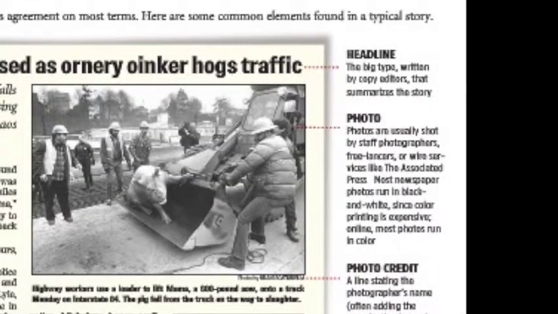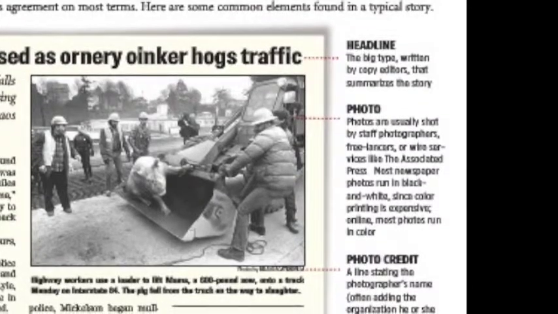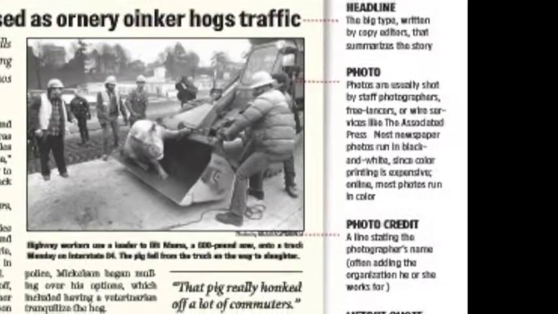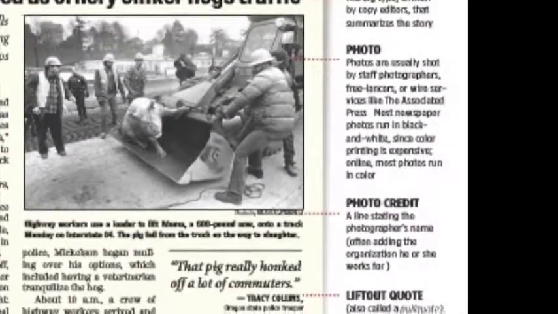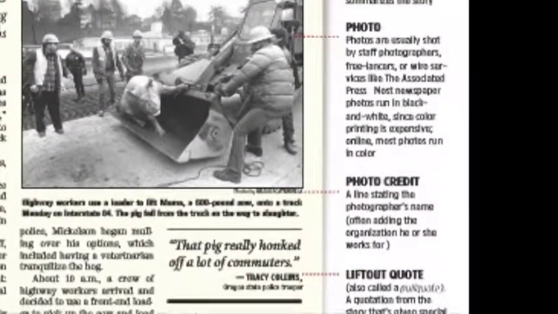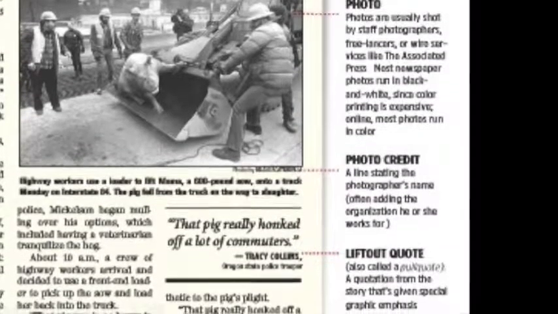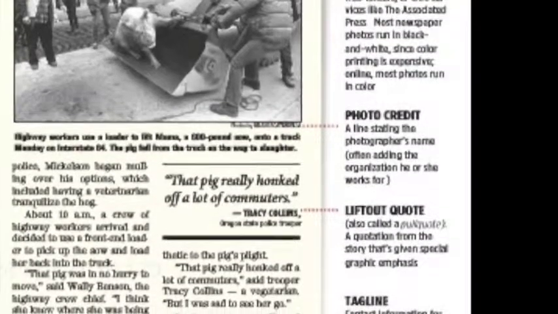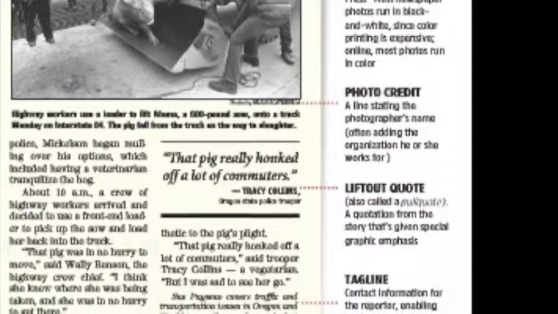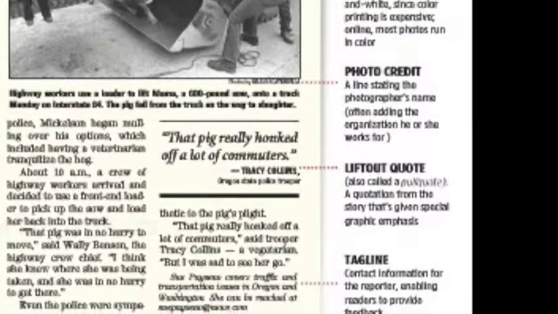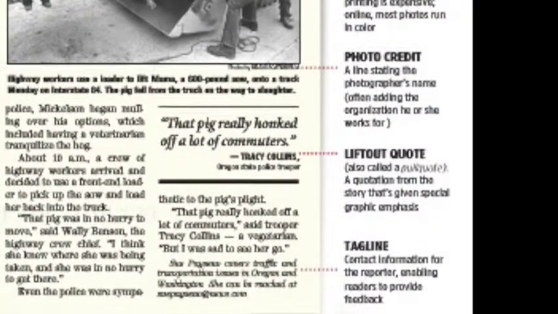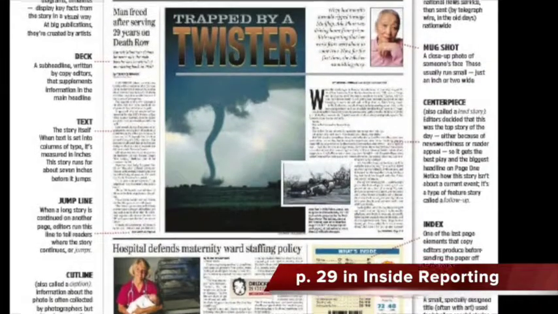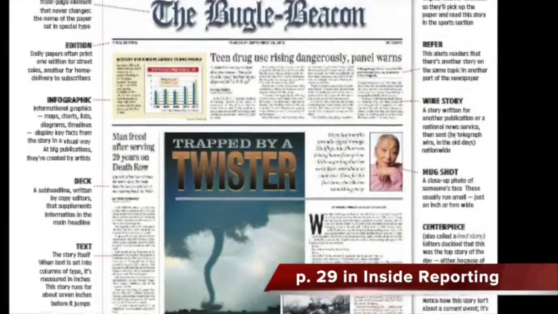Okay, headline. Another column, photo. Photo credit. It's good to give credit to the person who took the photo. Lift out quote. I'd say more typically called a pull quote, trying to get someone to read the article by pulling out an interesting quote there and putting it in bigger type. Give it an emphasis. And then tagline. People miss this commonly. This is the information at the end that gives some contact information if you want to reach out to the reporter with complaints or comments or praise for the article. That's the tagline.